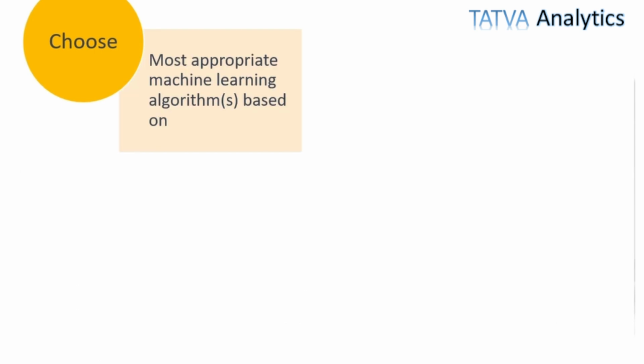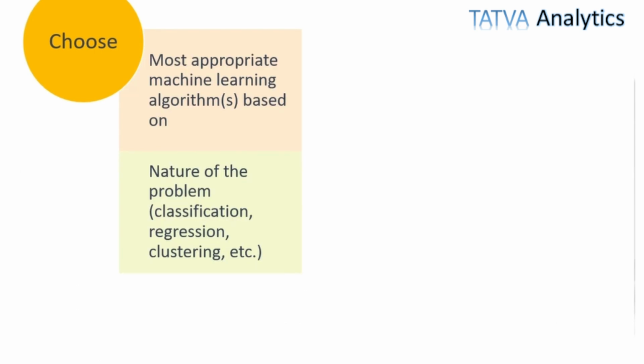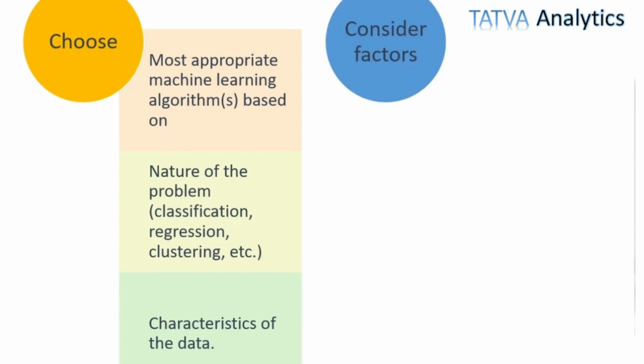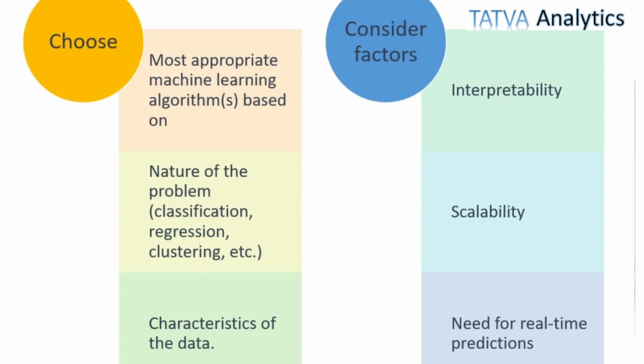Then you need to choose the most appropriate machine learning algorithm based on the nature of the problem. It could be classification, regression, or clustering, and also the characteristics of the data. While doing that, consider factors such as interpretability: how well can you interpret the model? Scalability: is it applicable for all kinds or scales of data? And the need for real-time prediction. That's what decides your model selection.